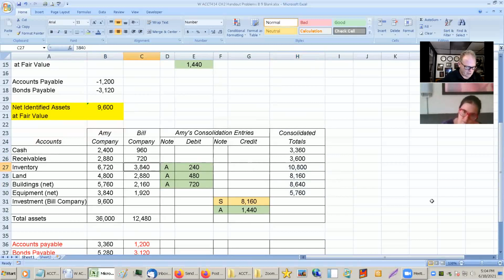I'm going to check a couple of those just to make sure there's no error in there. And the investment should go down to 0. So this should be that 9,600 minus those two, and yes, it comes out to 0.